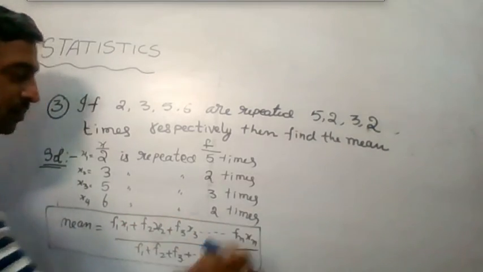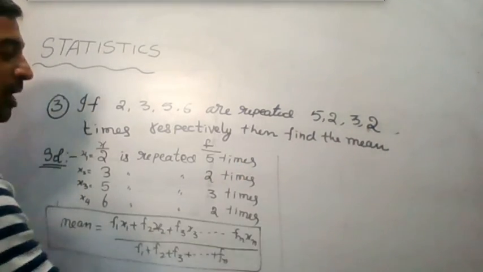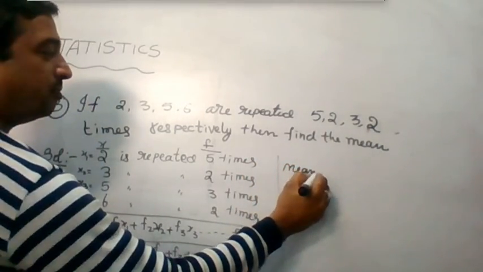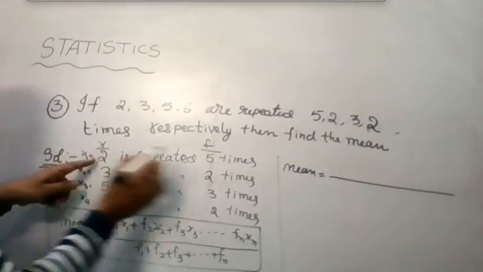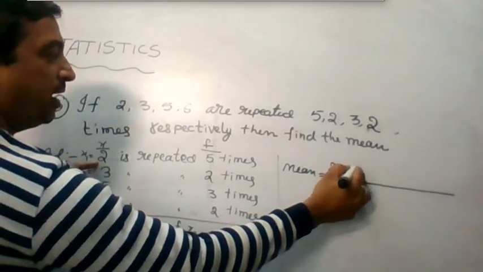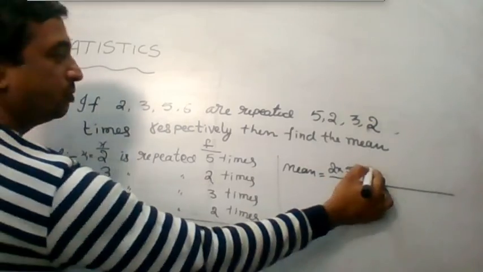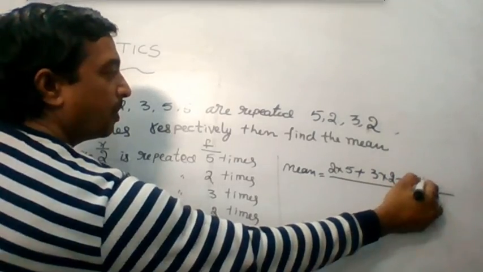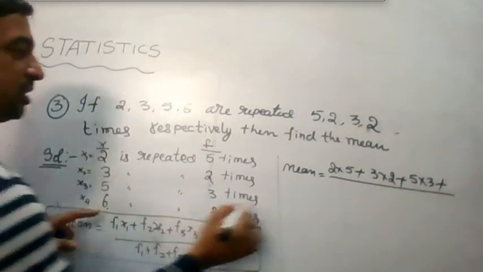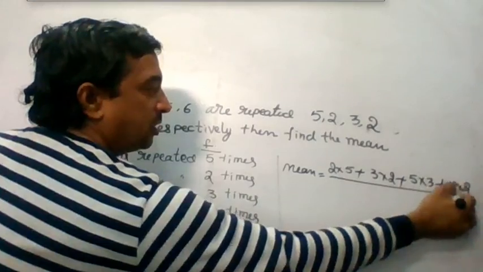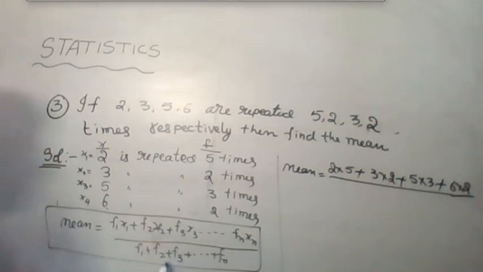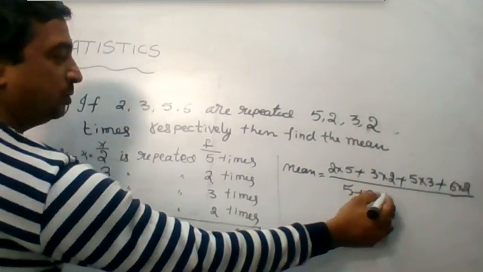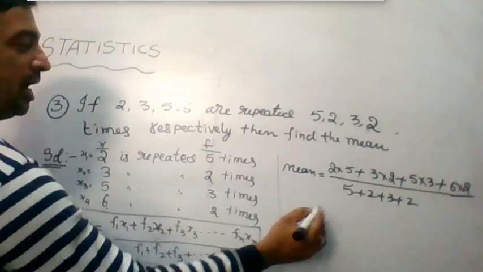According to this formula, let us solve this. So mean is equal to what? 2 into 5 plus 3 into 2 plus 5 into 3 plus 6 into 2, divided by f1 plus f2 plus f3 and so on. So the f terms are this: 5 plus 2 plus 3 plus 2.